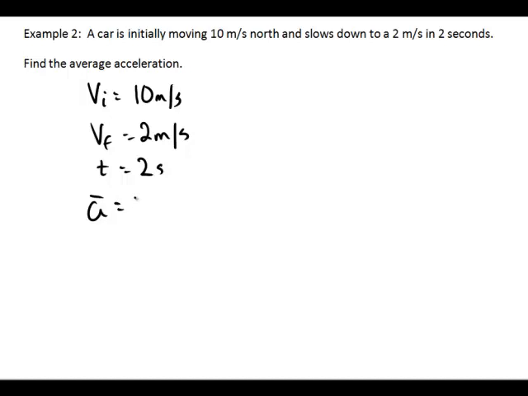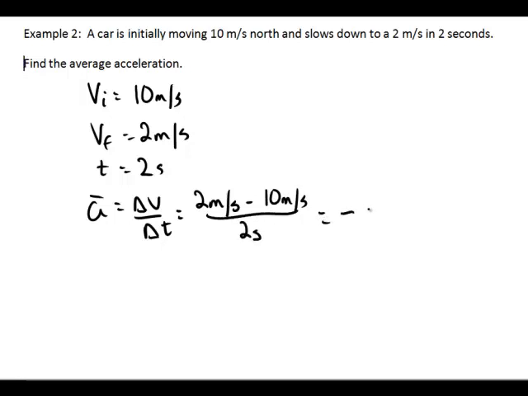Our average acceleration is delta V over delta t, which is equal to 2 meters per second, the final velocity, minus the initial 10 meters per second, all over 2 seconds. So in the end, we get a value of negative 4 meters per second squared. Now remember, we defined the positive direction to be north, so when we have a negative 4 meters per second squared, that is also the same as saying 4 meters per second squared south.